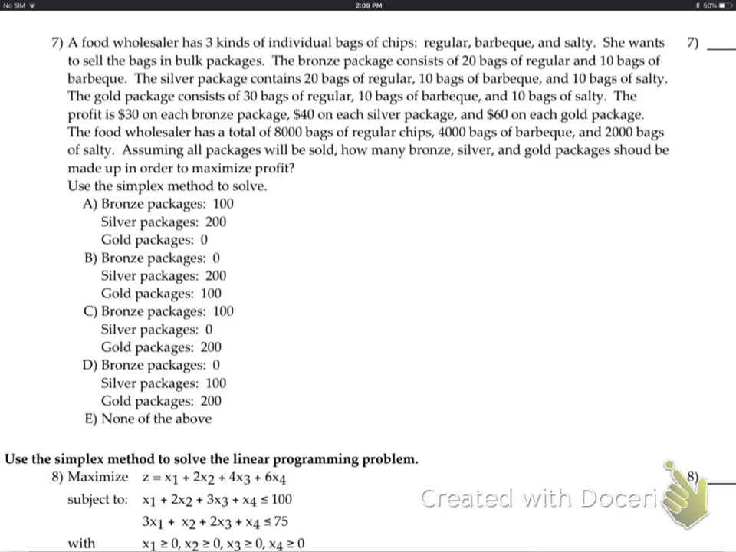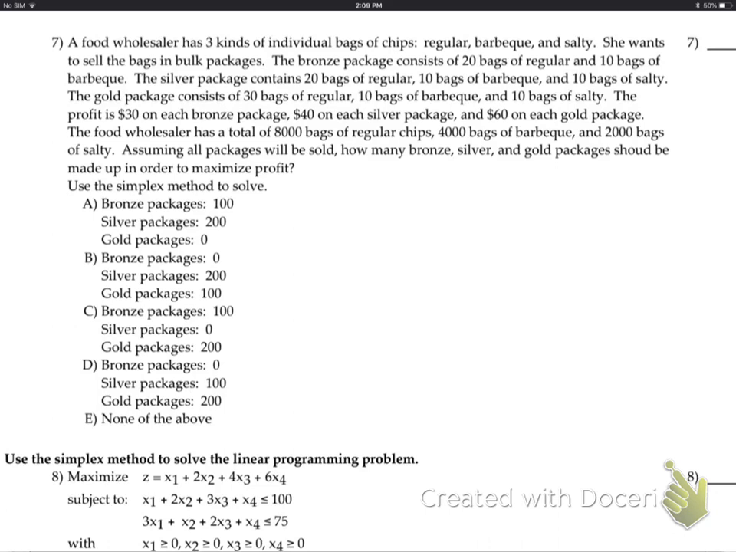There's a lot of words to these things. So part of the deal is going to be speed, right? You can't freeze up. You have to just see it and know. Anything that freezes you up, move on. Just come back to it later.